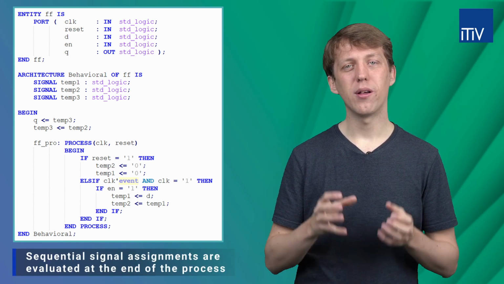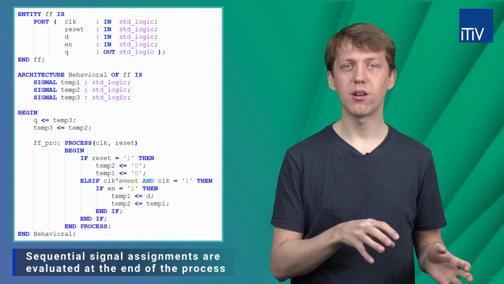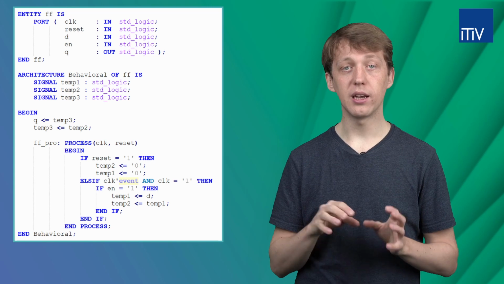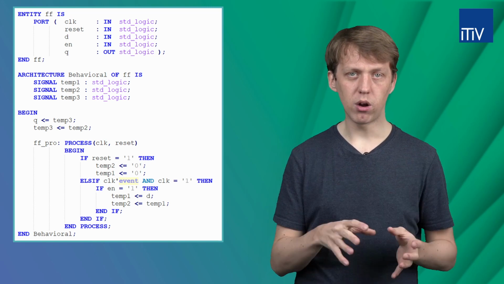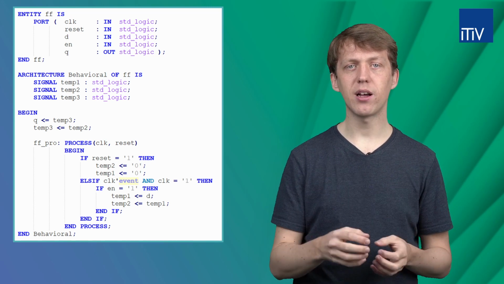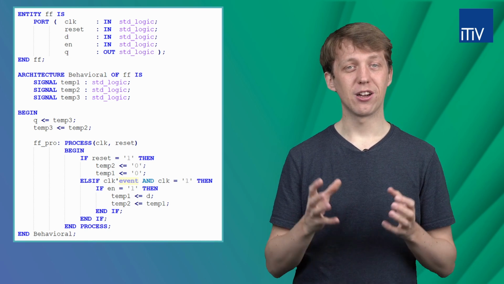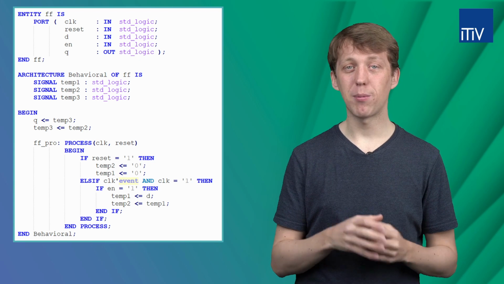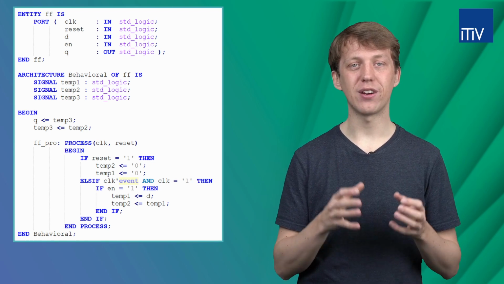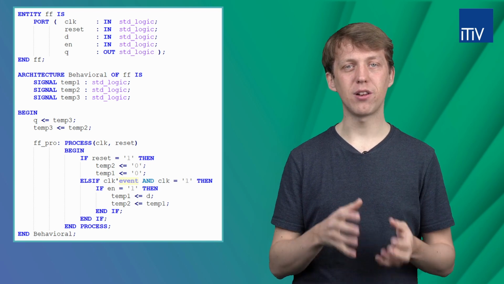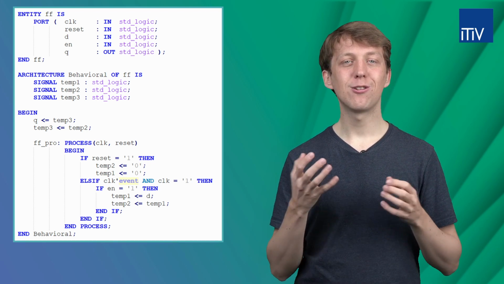So even though D is assigned to temp1 before temp1 is assigned to temp2 in the code, temp1 still has the same value when assigned to temp2. Consequently, this implementation adds a delay of at least 1 clock cycle for the data to pass the flip-flop from the input to the output.